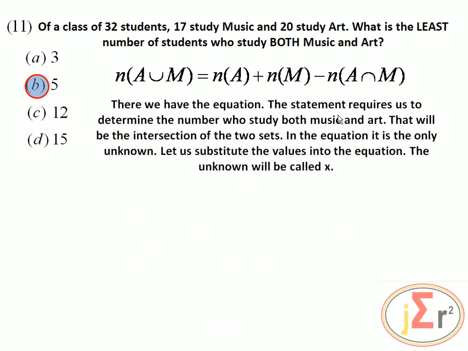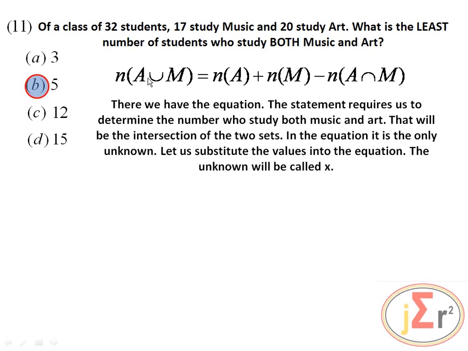There we have the equation. The statement requires us to determine the number who study both music and art. That will be the intersection of the two sets. In the equation, it is the only unknown. Let us substitute the values into the equation. The unknown will be called x.